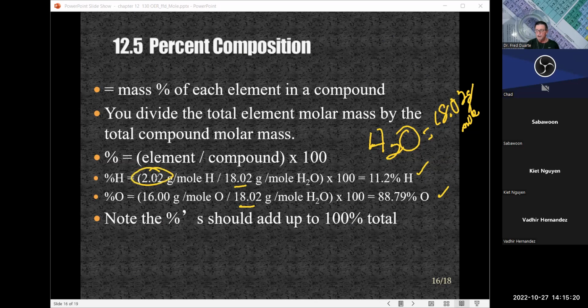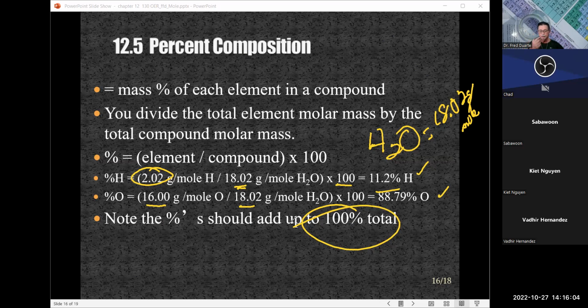We know the contribution for the hydrogen, which is 2.02 grams per mole. So taking the contribution for all of the hydrogens, dividing it by the molar mass, multiplying by 100, gives us the percentage of hydrogen. We do the same for oxygen. There's only one oxygen at 16. Total molar mass is 18, multiplied by 100. The percent composition for oxygen is 88.79. After you do all that for all the atoms, the percent should tally up to be 100%.